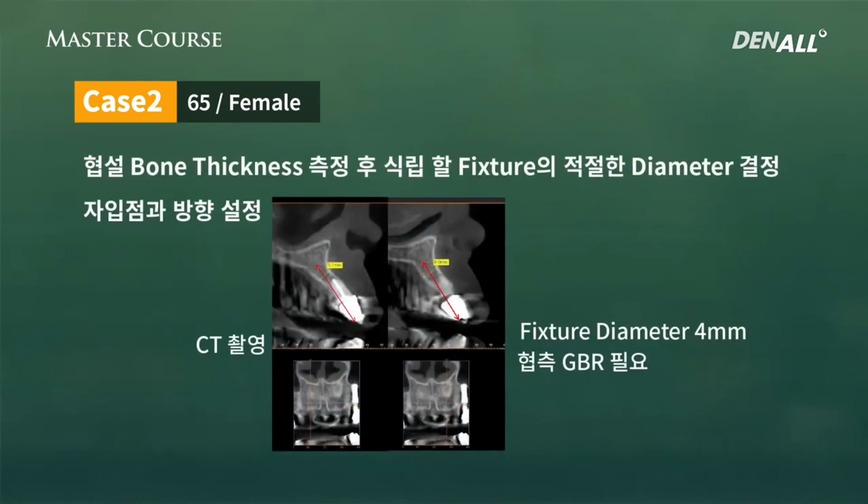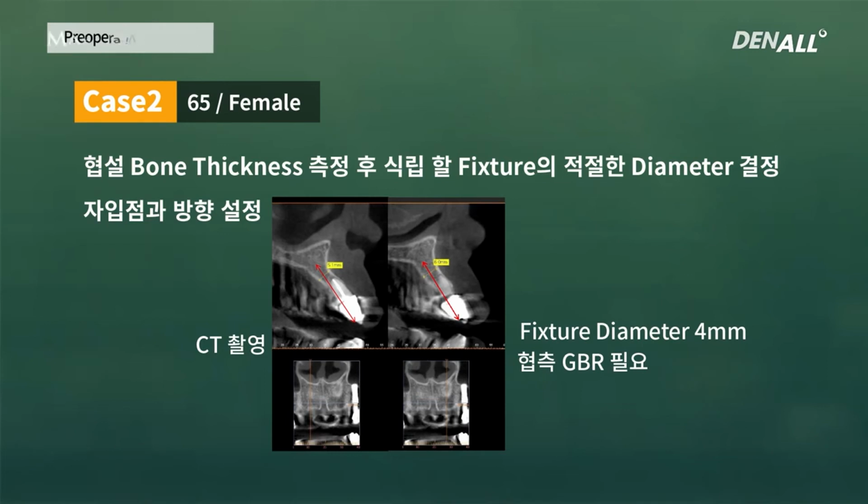On CT, the reason why we take CT is to check the buccolingual bone thickness and to determine the appropriate diameter for the fixture to be placed. By checking the CT, you can check the bone and set the entry point and direction.